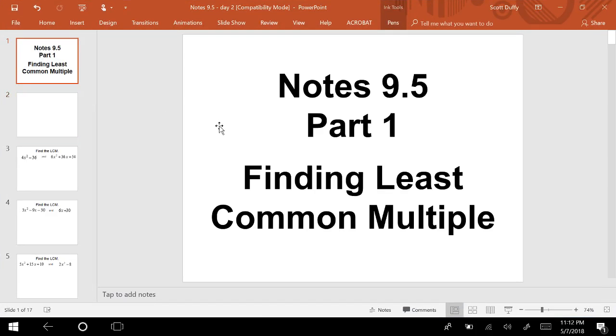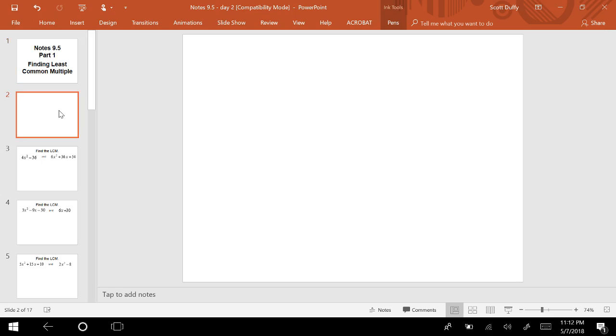Alright guys, part 1 of 9.5 is all about finding the least common multiple. And you guys have done this with numbers before, but now we're doing it with algebraic expressions. So to review, why we find the least common multiple of a number is because we're working with fractions.